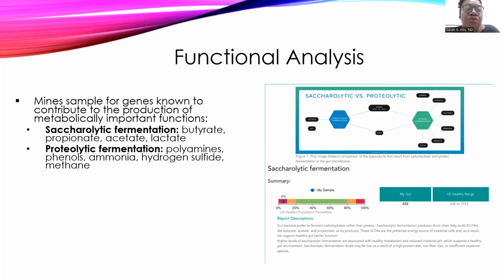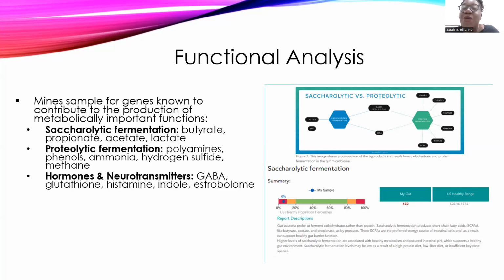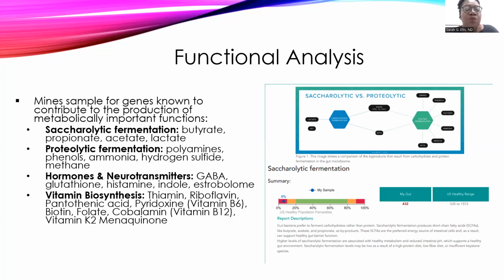It also looks at proteolytic fermentation. So how well is your microbiome breaking down proteins? And are they shifting a lot of that protein fermentation into potentially toxic byproducts like polyamines, phenols, ammonia, and hydrogen sulfide? We also look at hormones and neurotransmitters like GABA, glutathione, histamine, and the estrobolome. And we also look at vitamin biosynthesis. So can your microbiome make vitamins for you? The answer is yes, and we measure B vitamins as well as vitamin K2.